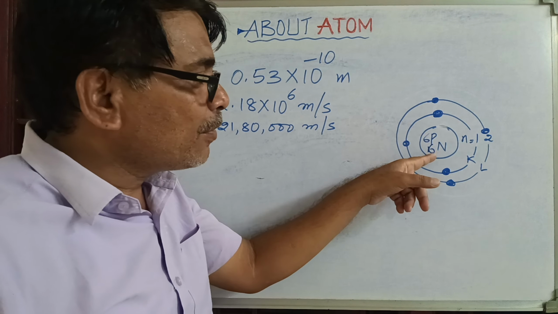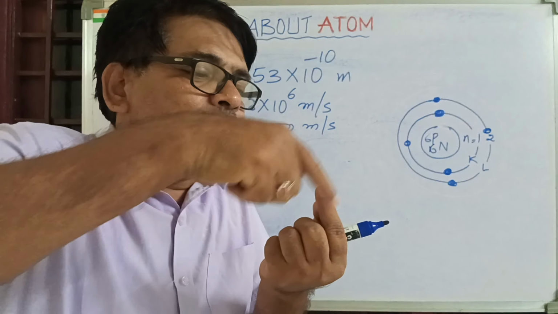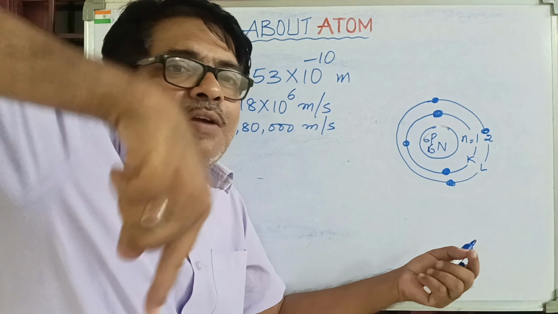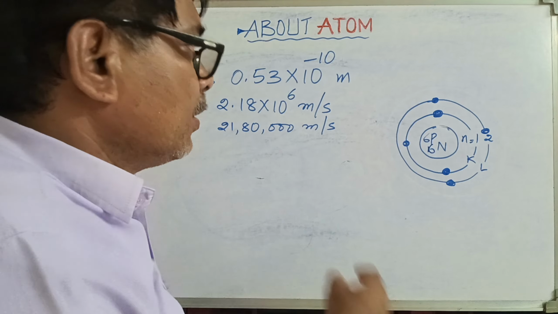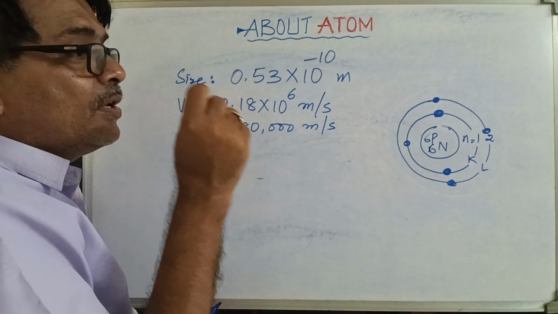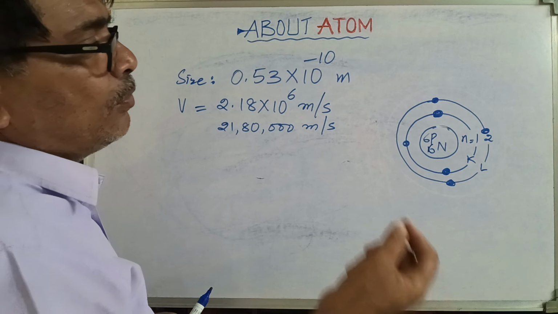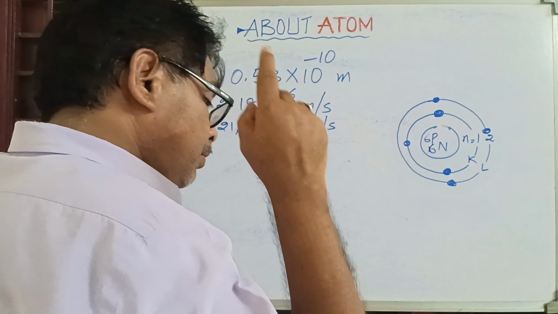That means the size of the nucleus is very small. If a small object is big, then it takes time for me. Even if I try, it will take a little time. That means we can simply understand from this point also that the size of the atom is very small, and in that the size of the nucleus is much smaller, and the electron is revolving around the nucleus.